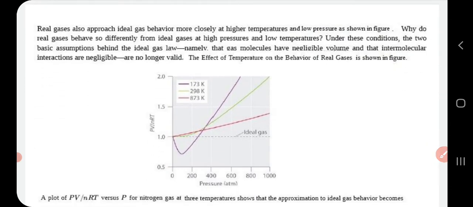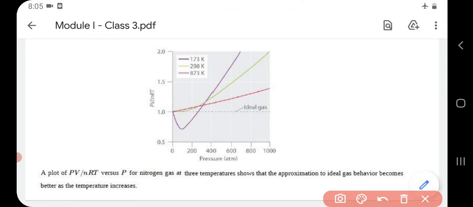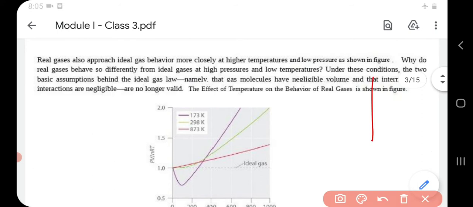Real gases also approach ideal gas behavior more closely at high temperature and low pressure, as shown in the figure. Now one question is, why do real gases behave so differently from ideal gas at high pressure and low temperature? The only condition at which a real gas behaves like an ideal gas is at high temperature and low pressure. This condition you have to always remember: a real gas behaves like an ideal gas at high temperature and low pressure.